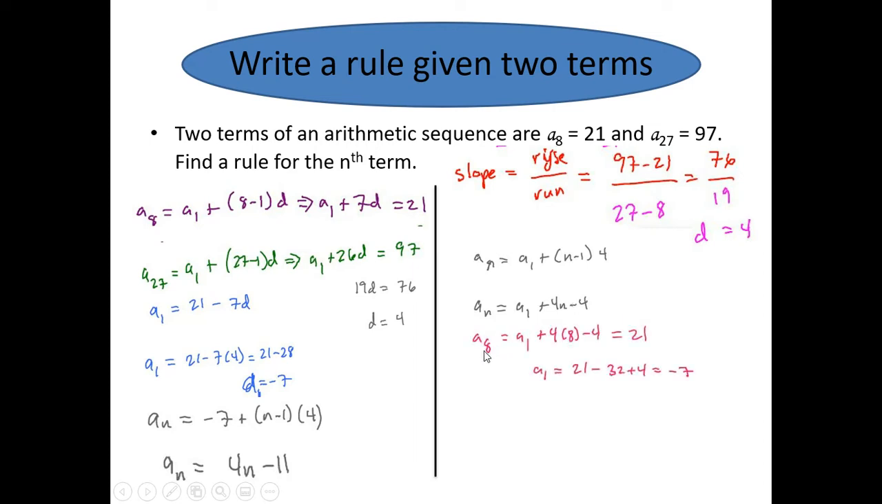I know what a sub 8 is. That's equal to 21. So a sub 1 plus 4 times n, which is 8, minus 4 is equal to 21. And I can figure out that a sub 1 is equal to negative 7. Well, now that I know what a sub 1 is equal to, I can write it using this equation again. A sub n is equal to negative 7 plus 4n minus 4, or a sub n is equal to 4n minus 11, which is exactly what we found over here. So 2 ways to do the same sort of thing. So I'll give you a second to jot those notes down.